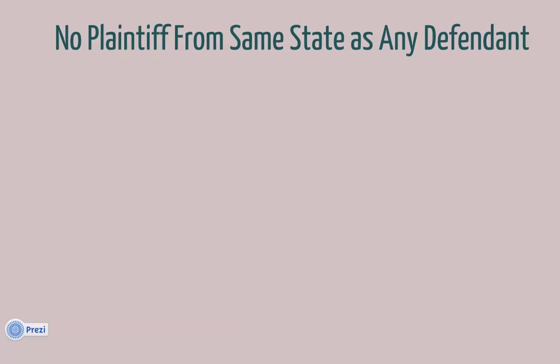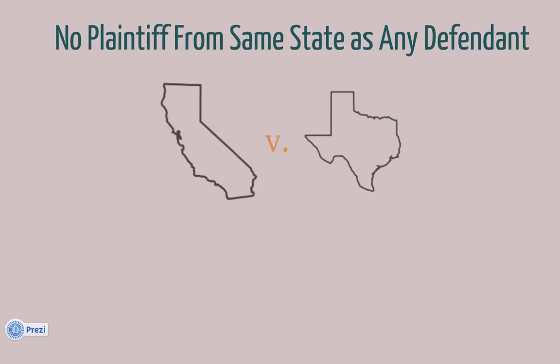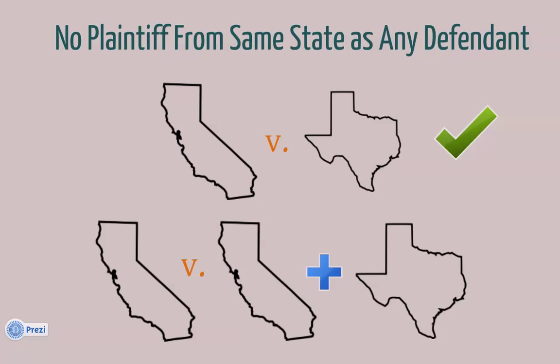Now, what is diversity of citizenship? This means that no plaintiff is from the same state as any defendant. Here are some examples. Here we have a plaintiff from California versus a defendant from Texas. Let's apply the test. Is there one plaintiff from the same state as any defendant? No, we have one plaintiff from California, one defendant from Texas, completely different states. This passes the test. And here's another example.